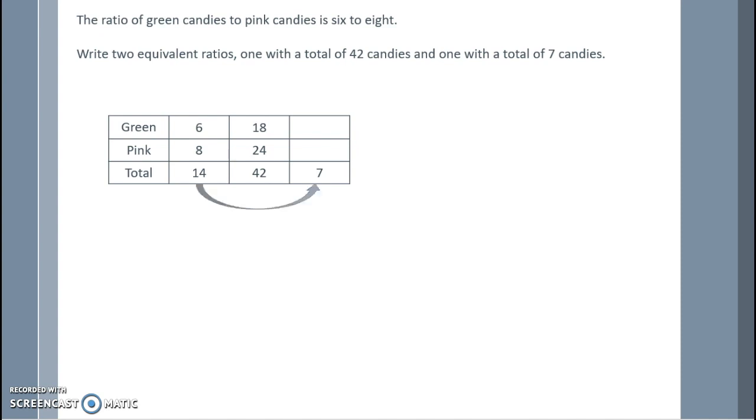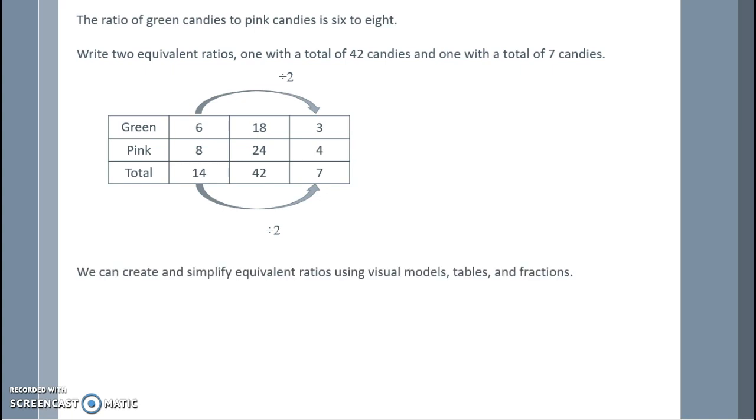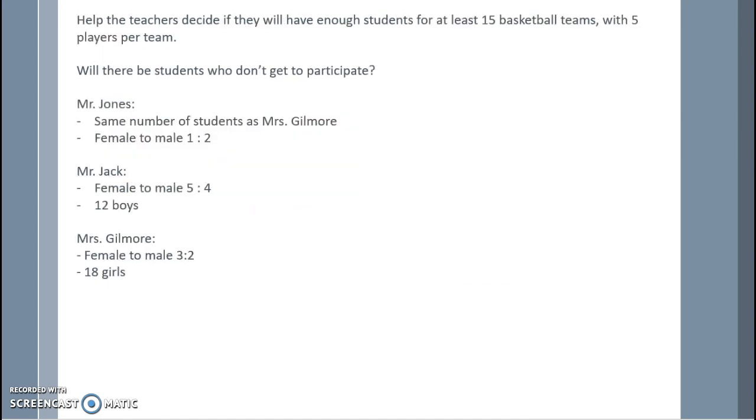Well, to get from 14 to 7, yes, we could subtract 7, but we also could divide by 2. So if I were to divide the other numbers by 2, we would get 3 and 4. There are many equivalent ratios that we can make. And we can simplify equivalent ratios using visual models, tables, and fractions.